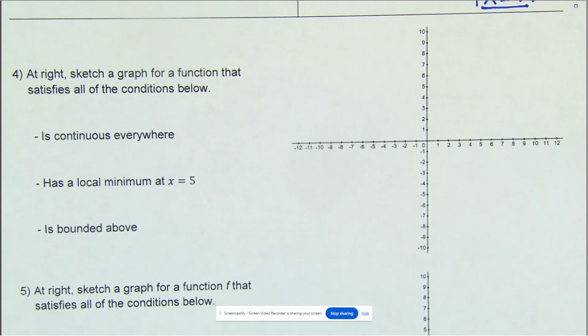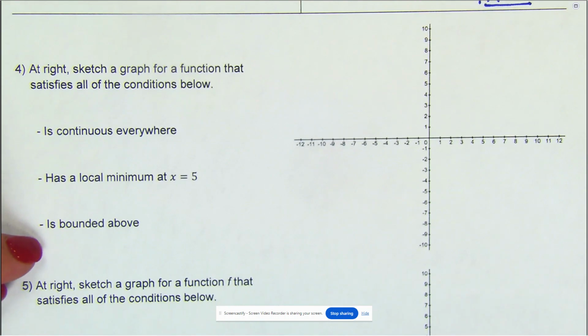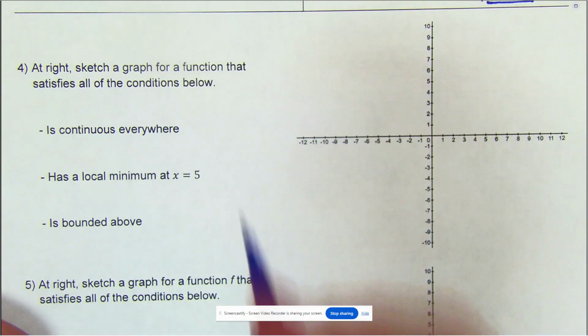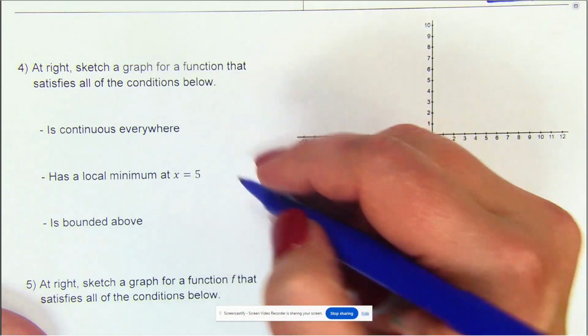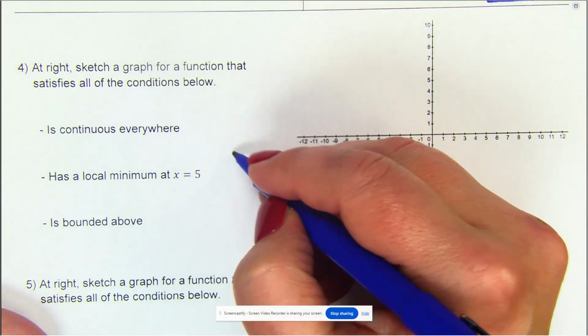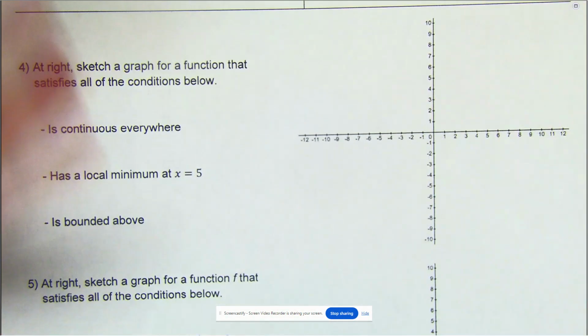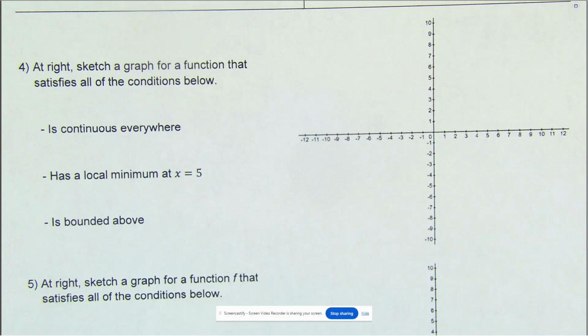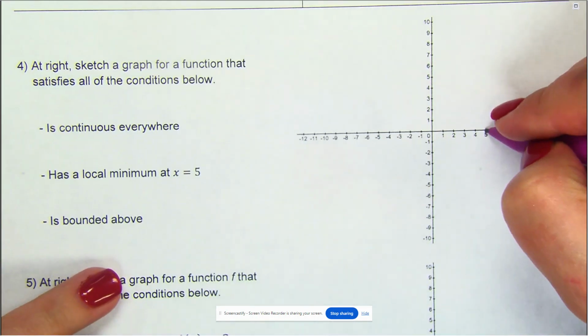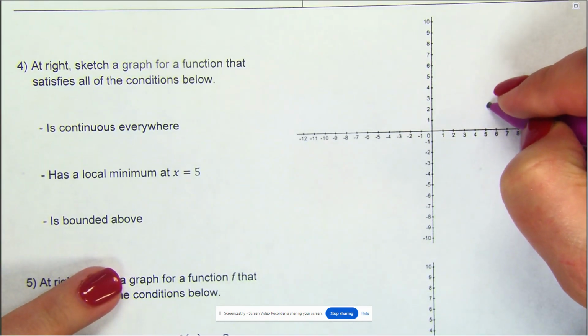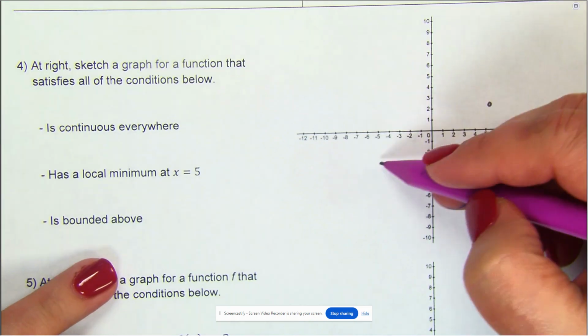Okay, sorry. Continuous everywhere, has a local min at 5, and is bounded above. So there's no breaks, and if it's bounded above, it has a max, and it has a local min at 5. So, you know, it's going to be a little valley right here at 5. So no breaks, and I'm just going to use a pencil for this part so I don't mess up. So x equals 5. I'll just make that my low point.